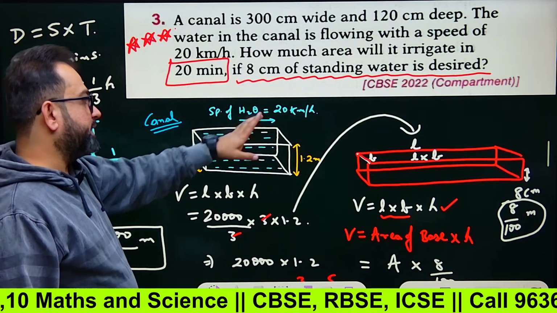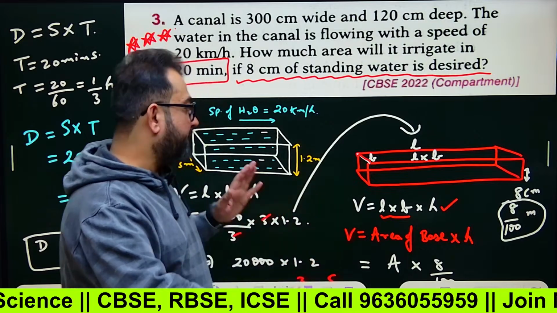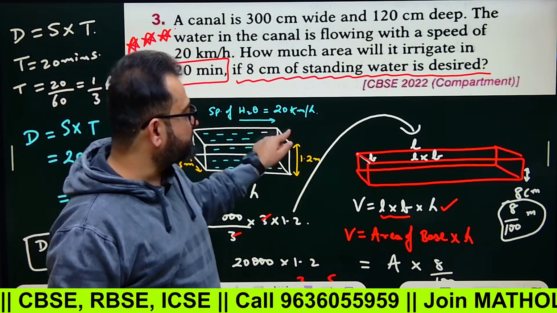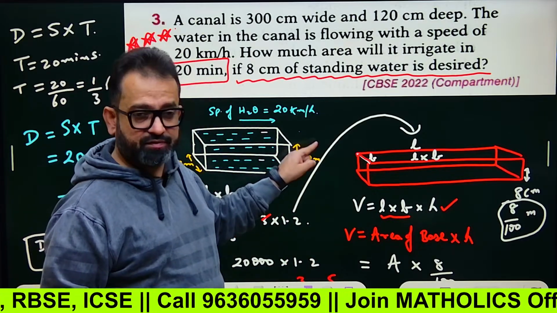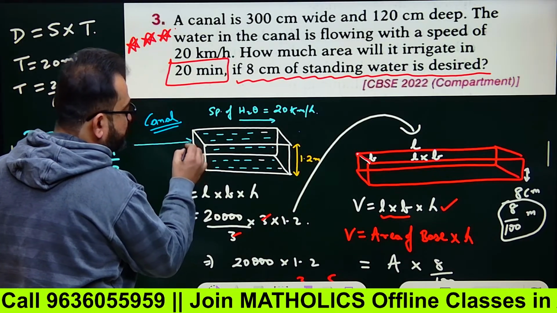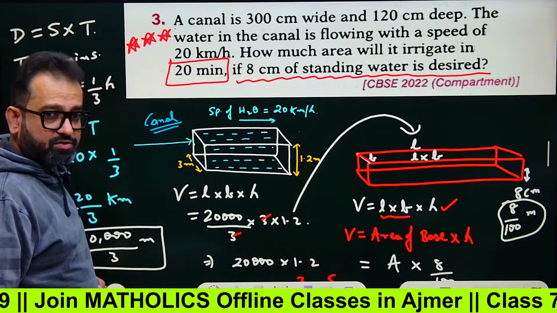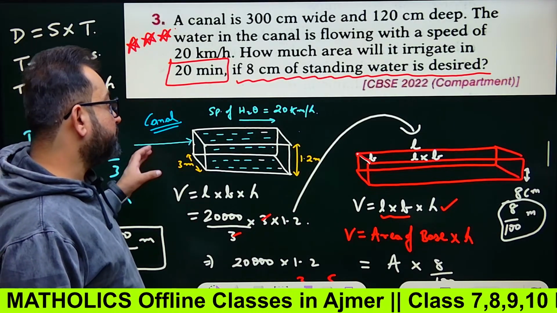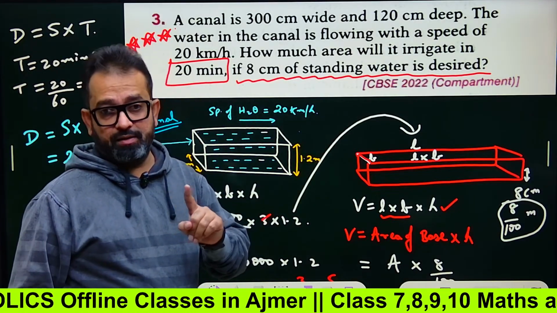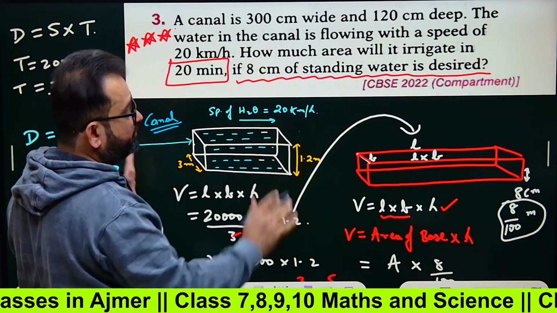So speed is what? 20 kilometers per hour. Time is given. So speed into time, we'll be getting the distance that each water particle has to travel. Every water particle is coming like this from here to here. Now this water particle will have to come here just to get past to this tank. Yes or no? To this land. So we have to find the distance traveled by each water particle. That will form a kind of cuboid only in the canal.